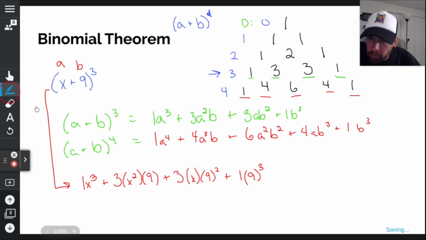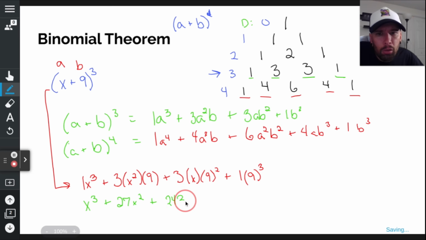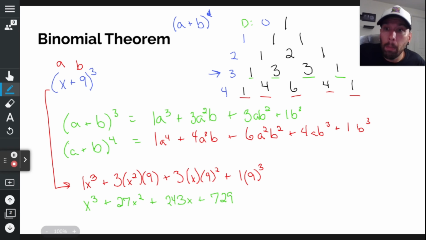And then it's just a matter of simplifying. I don't need 1 in front of x cubed. Okay? 3 times 9 is 27, 27x squared. Plus 3 times 81 is going to be 243x. Plus 9 times 9 times 9. It's 729. I knew that. Okay. So that right there, boys and girls, is the binomial theorem in action.